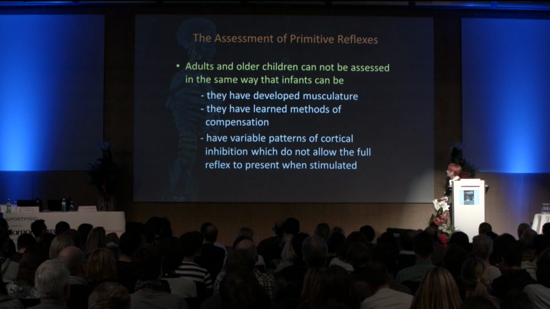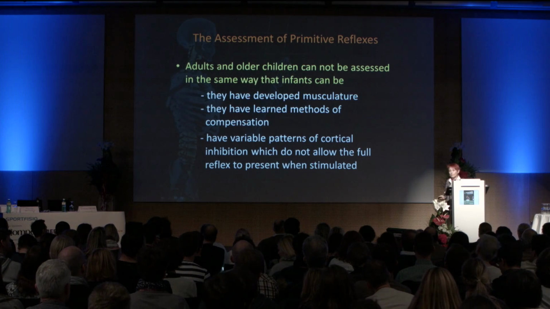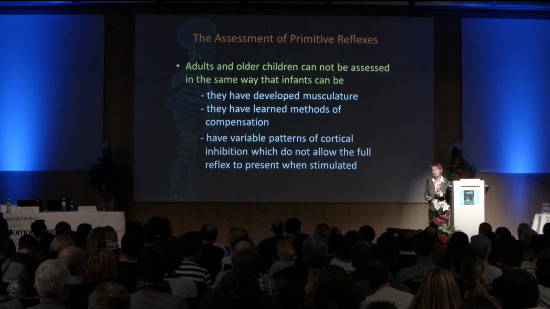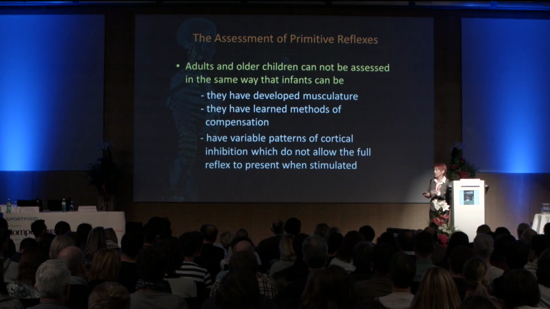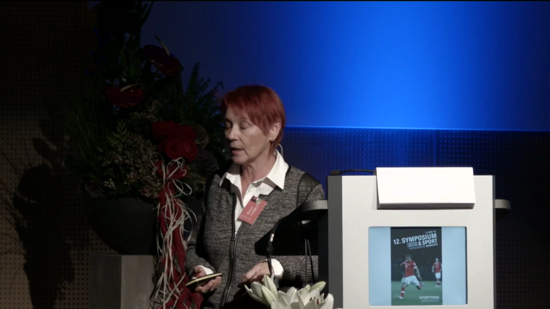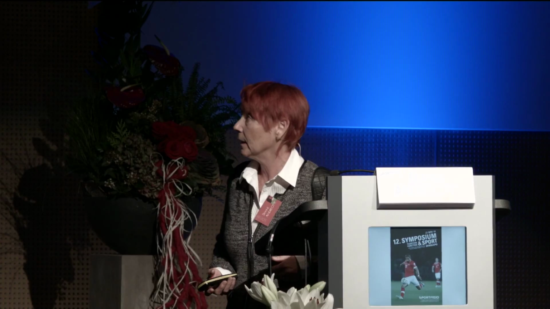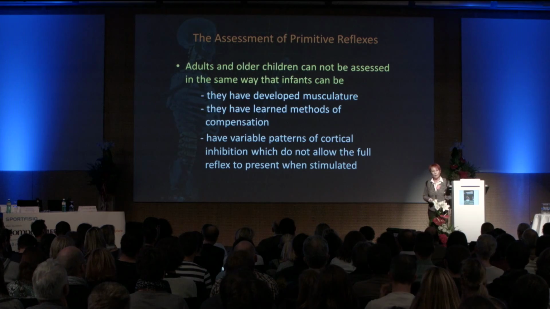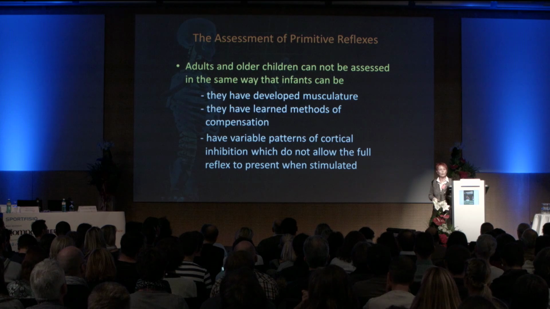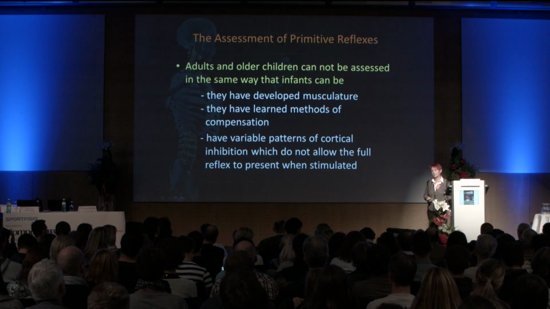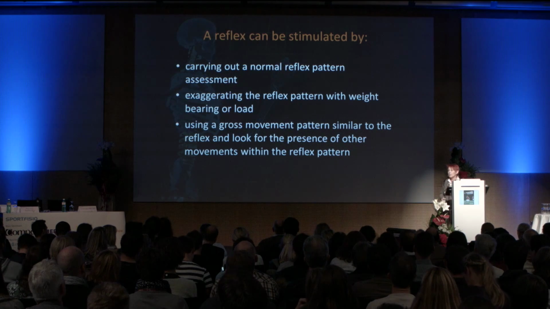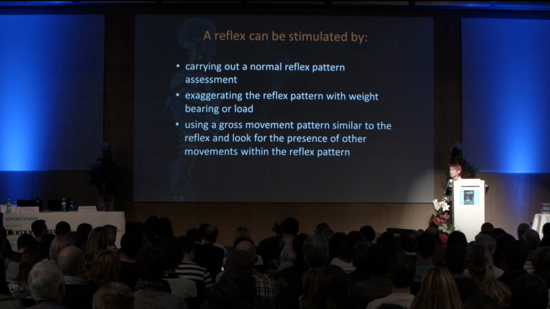And so what you have to do is treat them in another way, using the same aspects as a primitive reflex assessment. So basically you can't with an adult, obviously, because they have muscles already, and they've learned methods of compensation, and they've also got variable patterns of cortical inhibition. So they will never show up, as you will see with a baby. But you can stimulate the reflex, and you can see it.